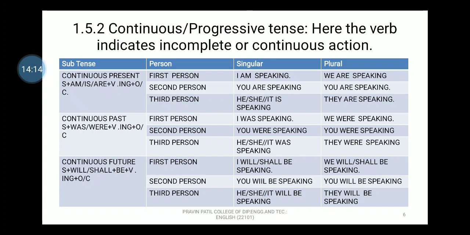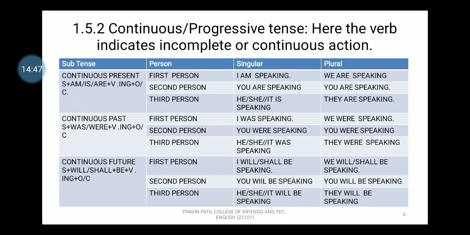ing common है ना बेटा, इसलिए हम continuous continuous बोल रहे हैं. But present के लिए am is are, past के लिए was were, and future के लिए will be या shall be. Subject भी same रहता है, object complement भी no problems. For example, first person, second person in present continuous, am is are plus main verb ing. I am speaking, we are speaking, you are speaking, he, she, it is speaking, they are speaking. Means am is are plus speaking.